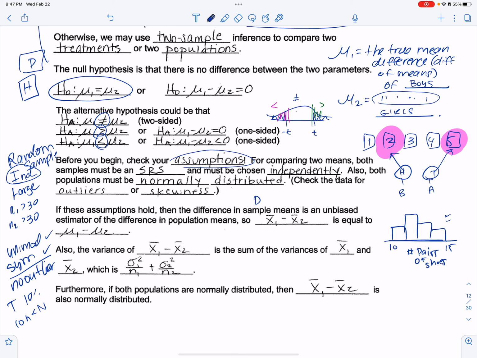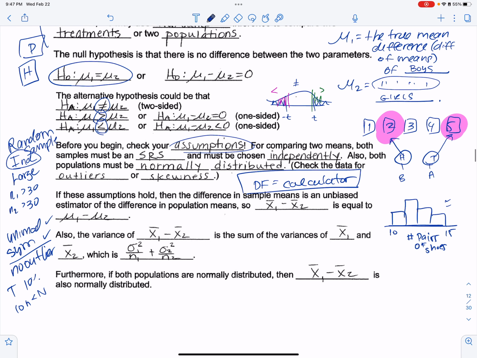Now I have to do my degrees of freedom. For my degrees of freedom, just use your calculator. There are complicated ways to find the degrees of freedom. We're never going to find it that way in this course, so just use what's on your calculator or what they give you.